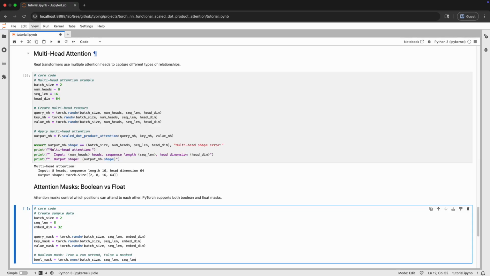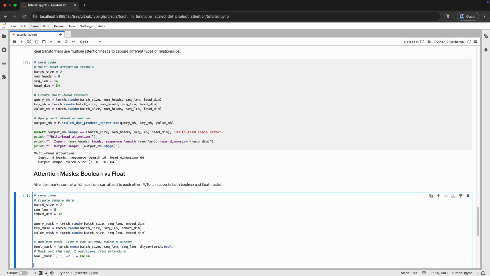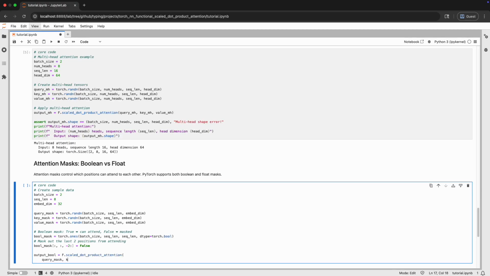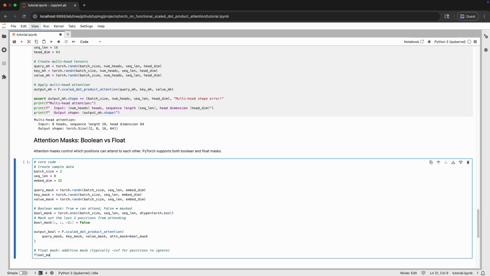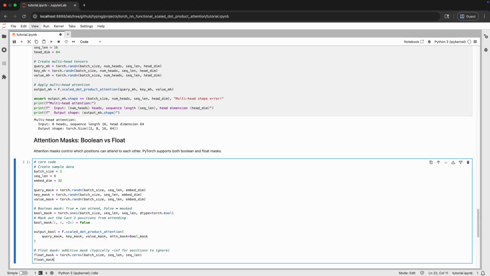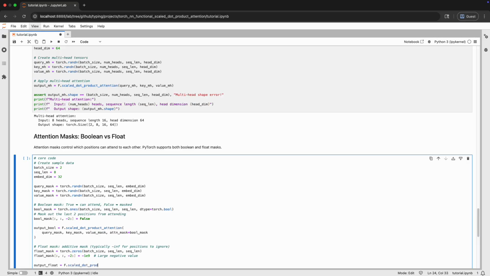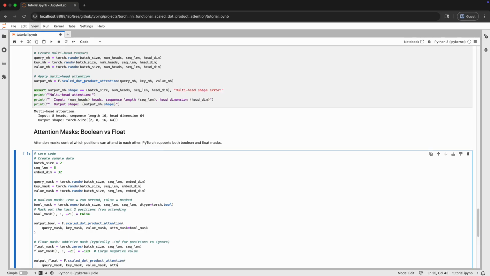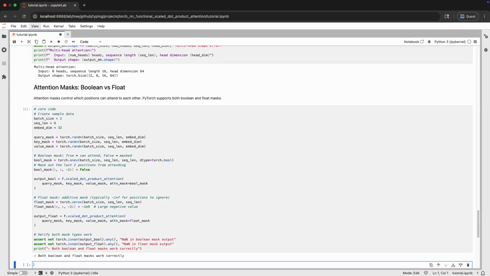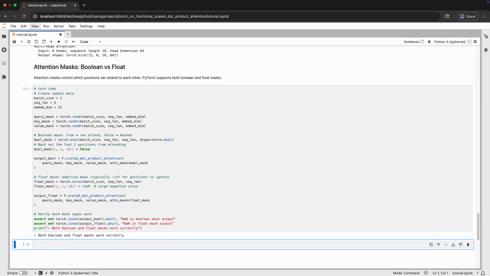For float masks, we use additive masking where large negative values, like -10^9, effectively zero out attention weights after softmax. In this example, I'm masking out the last 2 positions so they can't be attended to. Perfect. Both Boolean and float masks are working correctly without any NaN values.